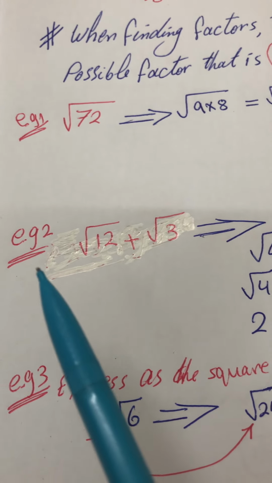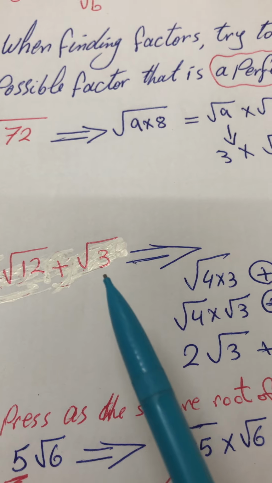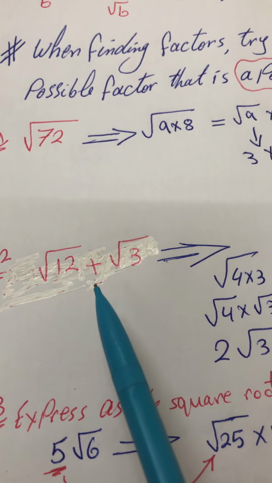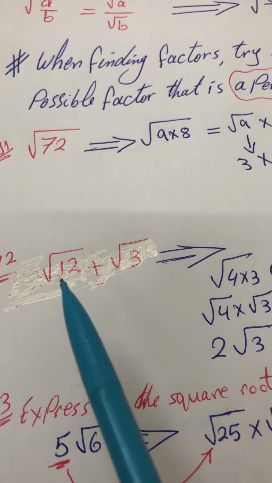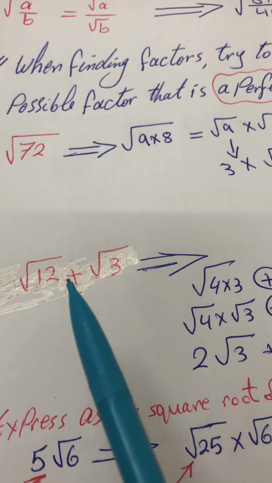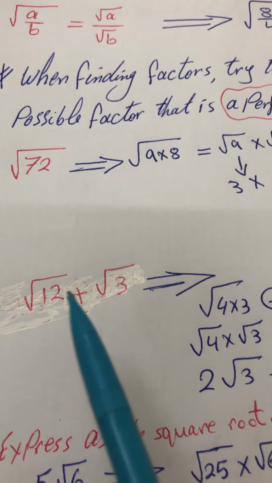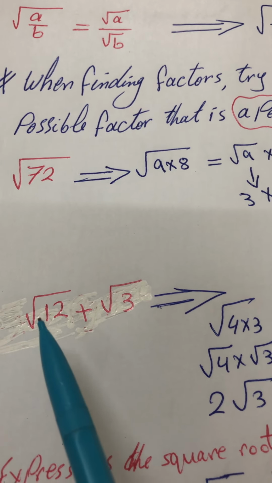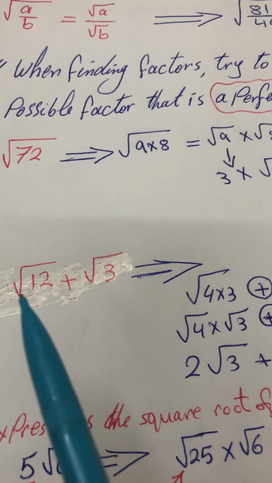Let's take this example. I want to add the square root of 12 plus the square root of 3. We can't add them in this form, but in the beginning I have to factorize the number under the square root so that I can reach two square roots that are the same, like we have here the square root of 3 and here the square root of 3. Okay, like this. Take care.